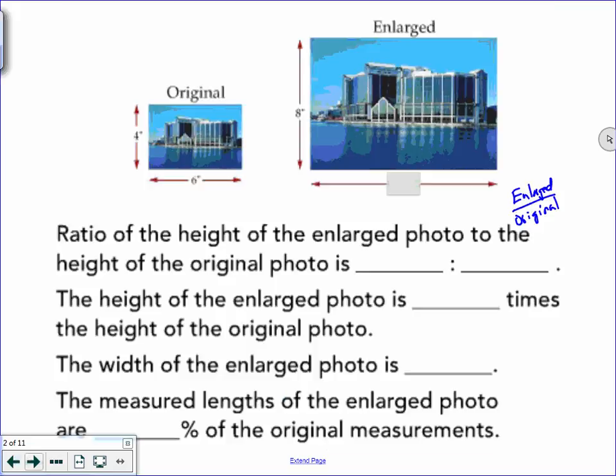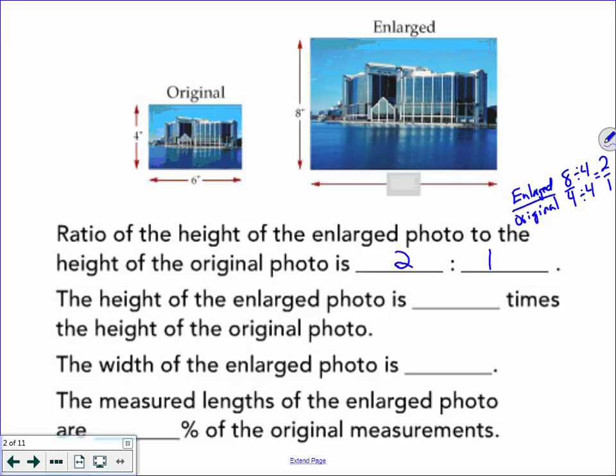To start with, we have this original picture that's 4 inches high by 6 inches wide. And then we have the enlargement, and the enlargement is 8 inches high. So the first question there is, what's the ratio of the height of the enlarged photo to the height of the original photo? Well, the enlarged photo's height is 8 inches, and the original is 4. So it's 8 to 4, but we can reduce that because we can divide 8 and 4 both by 4. When we do that, 8 divided by 4 is 2, 4 divided by 4 is 1. So the ratio is 2 to 1.